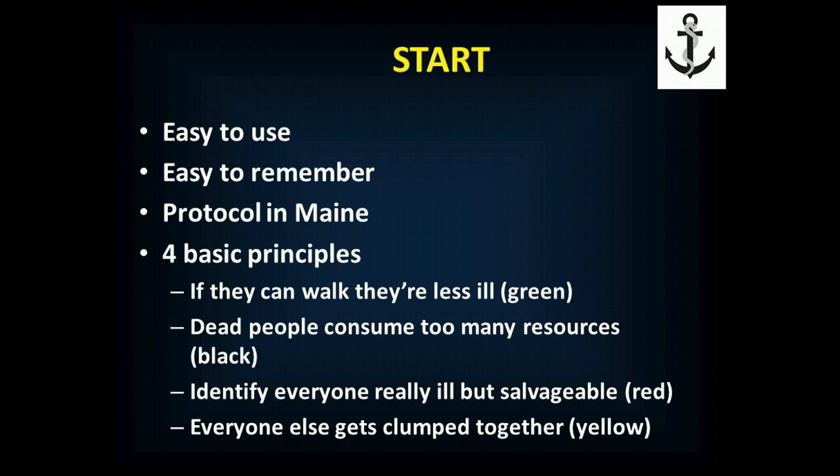If people can walk, if they're ambulatory, then they're less ill, and we initially triage them as green. Dead people consume too many resources, and so the dead and the near dead are triaged as black or expectant. Identify everyone else really ill but salvageable. These are people who need interventions within a 60-minute period, or you can expect them to significantly deteriorate. Those are red. And then anyone left over after you've done that sorting is yellow.